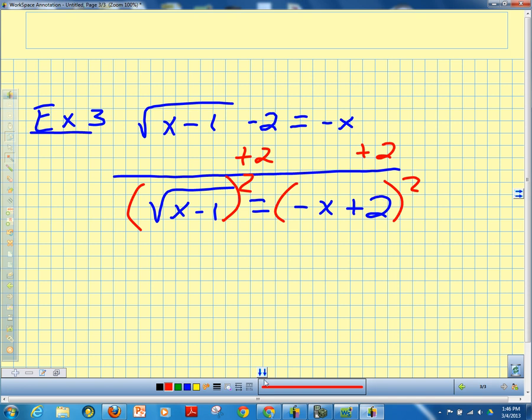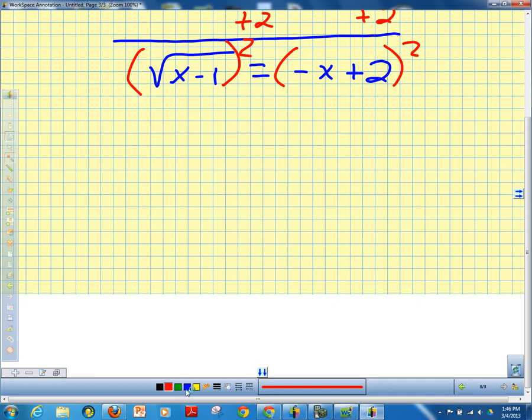Okay? When I square this side, what it means is FOIL, exactly.